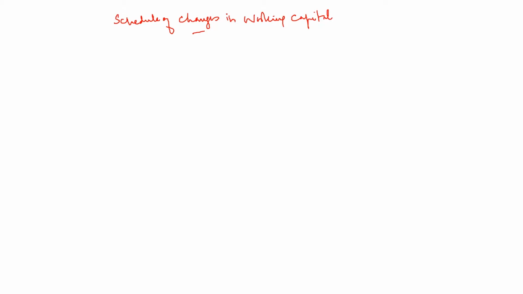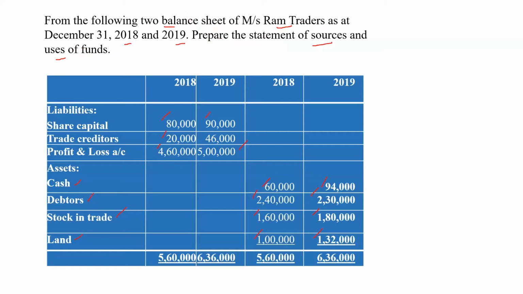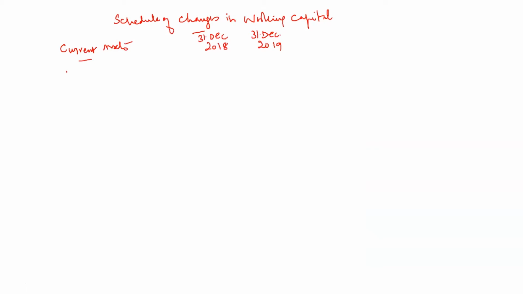So first let us consider balance sheet information pertaining to current assets. In 2018, for the month of 31st December. In both the periods, 31st December, books of accounts are closed on 31st December. So let us go by the information. Cash, 60,000, 94,000.